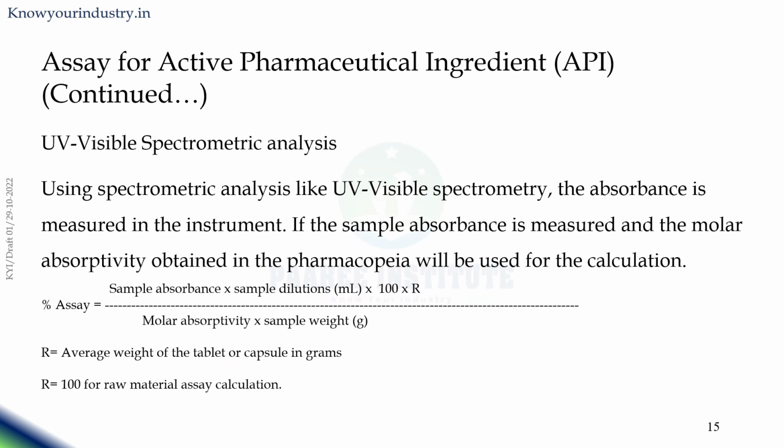Specifically, when it comes to UV visible spectrophotometric analysis, the absorbance measured in the instrument will be used for the calculation, or the molar absorptivity will also be used, or the linearity calculations will be used. So here we are seeing an example of how you will use the molar absorptivity, which you have seen in the previous slide, for the calculation. Here the percentage assay is equal to sample absorbance into sample dilution into 100 into R, that is the weight of the tablet, divided by molar absorptivity into sample weight. R is equal to 100 for raw material assay calculation.